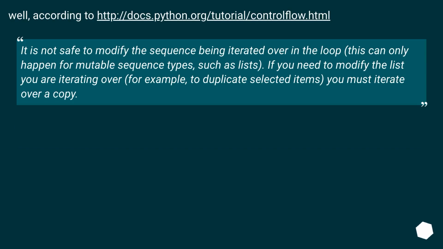Well, according to this URL, it is not safe to modify the sequence being iterated over in the loop. This can only happen for mutable sequence types, such as lists. If you need to modify the list you are iterating over, for example, to duplicate selected items, you must iterate over a copy.